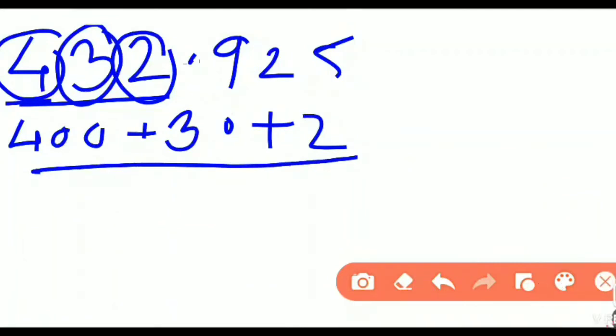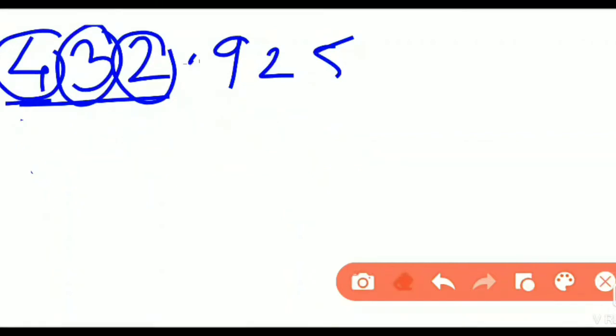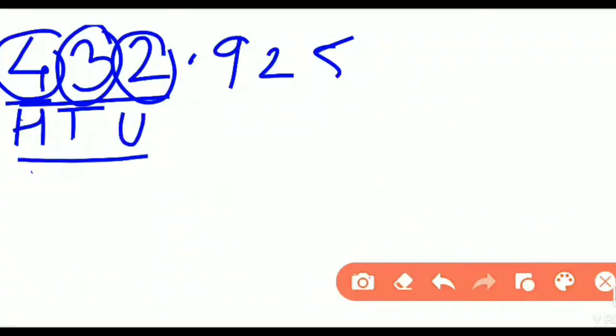Whenever we are writing 432.925, 4 is present in the hundreds place, 3 is present in the tens place, and 2 is present in the unit place. You have been studying these from the unit place, tens place and hundreds place. But today we will see the place values of the digits which are present after the decimal point.